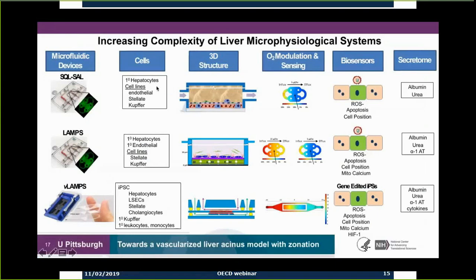This is just to show how the liver on a chip is also increasing in complexity, and evolving to be much more sophisticated. So this is the self-assembly liver on a chip that I just showed, with primary hepatocytes and the non-parenchymal cells, and then the readouts using biosensors, as well as the albumin and urea indicators. It has now evolved to a liver acinus model that has primary hepatocytes and primary endothelial cells, and uses cell lines for the stellate and Kupffer cells, to the current state, which is now a vascularized liver acinus microphysiological system that has iPS-derived hepatocytes, stellate cells, cholangiocytes, and primary sources for Kupffer cells, leukocytes and monocytes. And the biosensors are also gene-edited iPS lines.